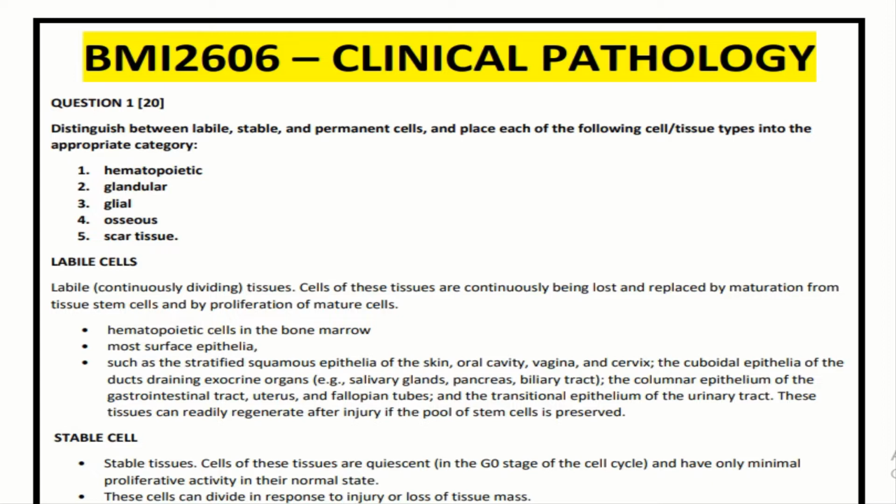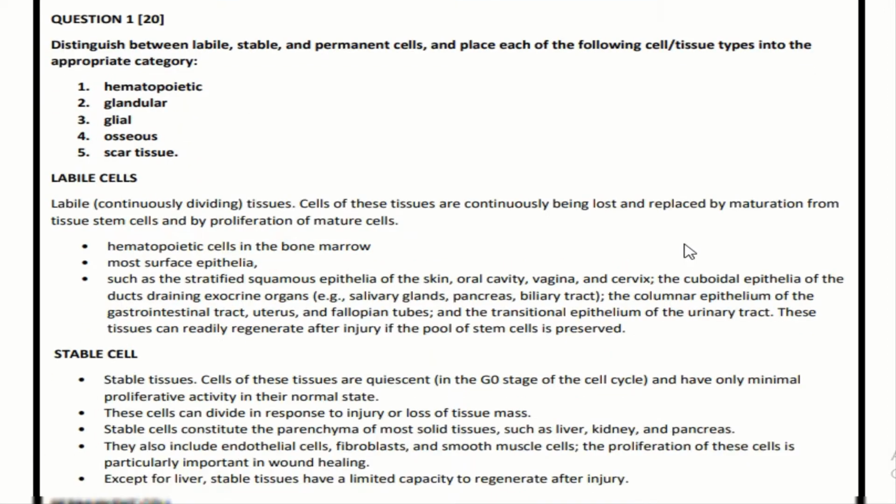Let's begin. Question number 1 states, distinguish between labile, stable and permanent cells and place each of the following cells, tissue types into the appropriate category. They have given you 5 different cells: hematopoietic, glandular, glial, osseous and scar tissue. Starting with distinguishing between these 3 types of cells.